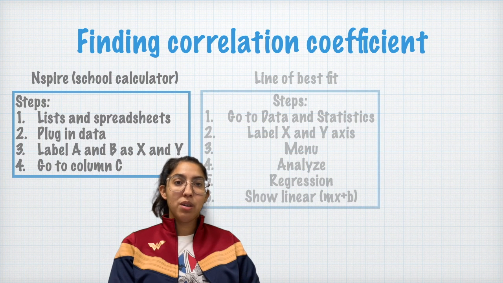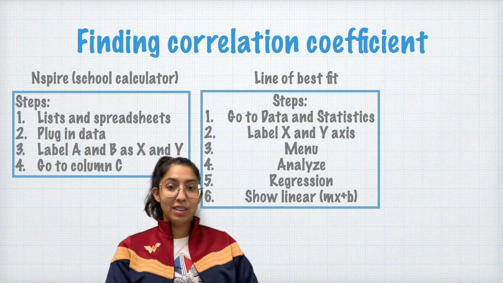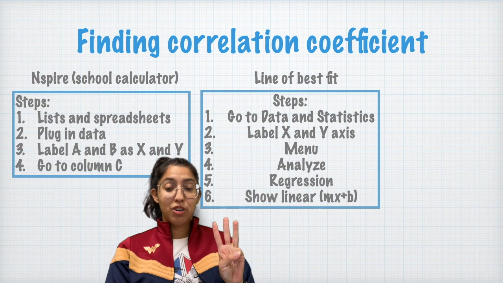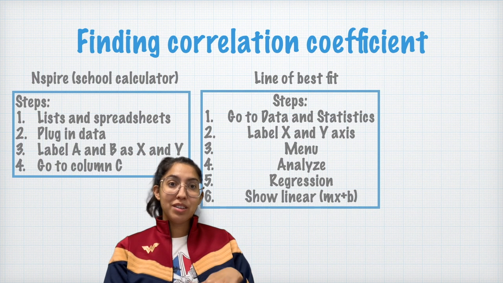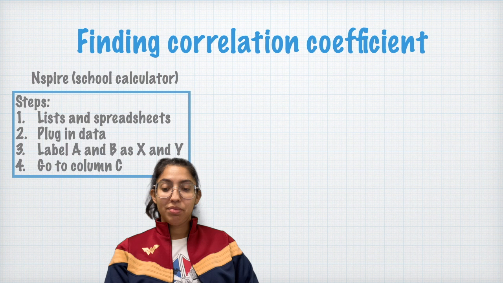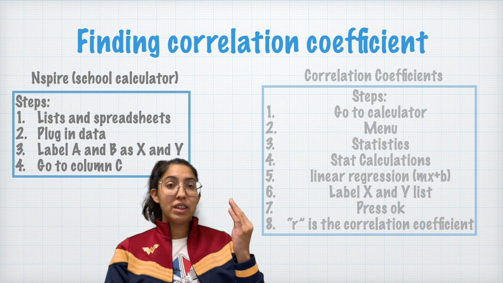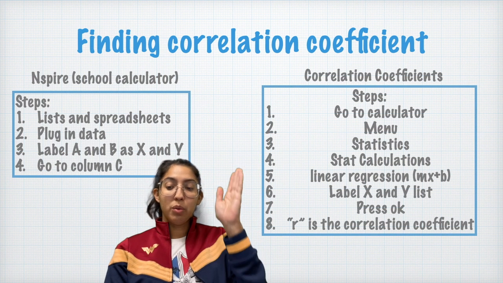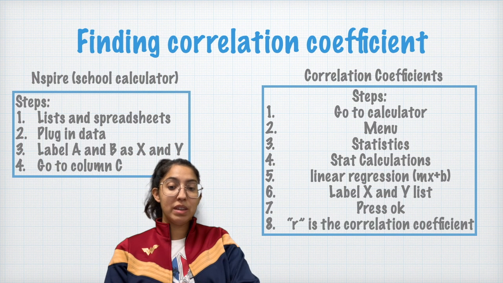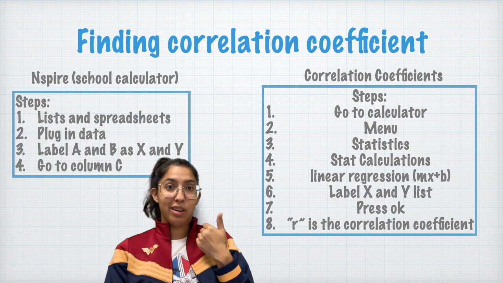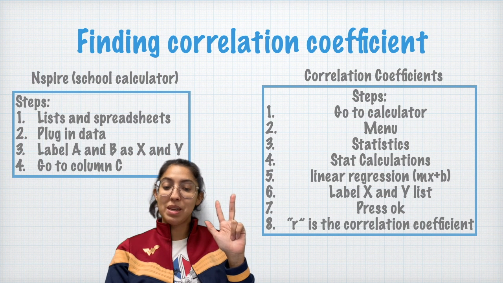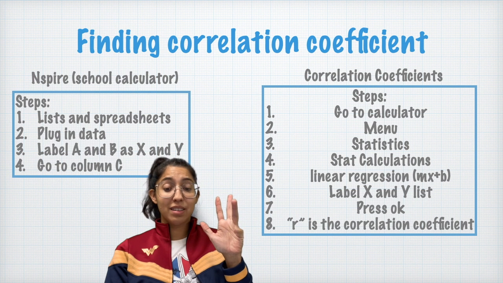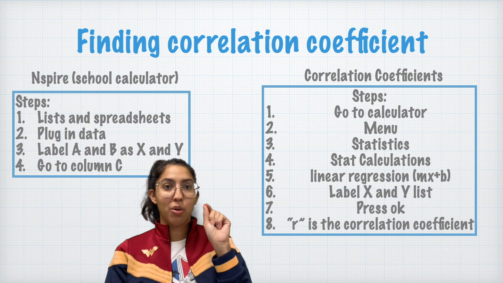So for line of best fit, we're going to follow these steps. Go to data and statistics, label X and Y axes, go to menu, analyze regression, show linear mx plus b. So pause the video, write all that down. For correlation coefficient, once you do the list and spreadsheet and go into column C, you're actually going to go to the calculator, menu, statistics, stat calculations, linear regression, mx plus b, label X and Y in the list, press OK, and you're looking at R, the correlation coefficient.